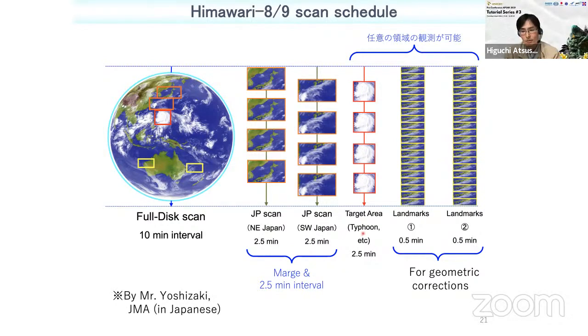In addition, if a typhoon or similar event is in the target area, it is also captured every 2.5 minutes. Very fine time resolution observations will be done. This is a great improvement compared with the previous second generation of GEOS.